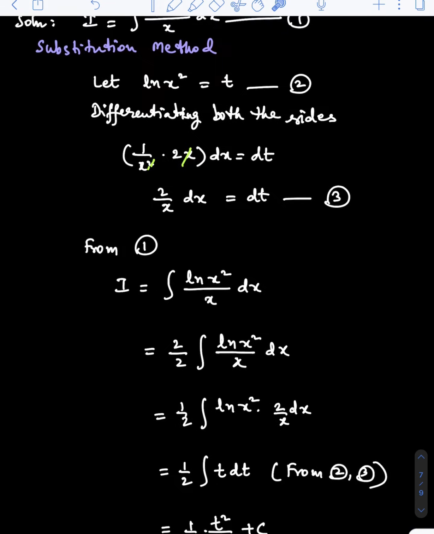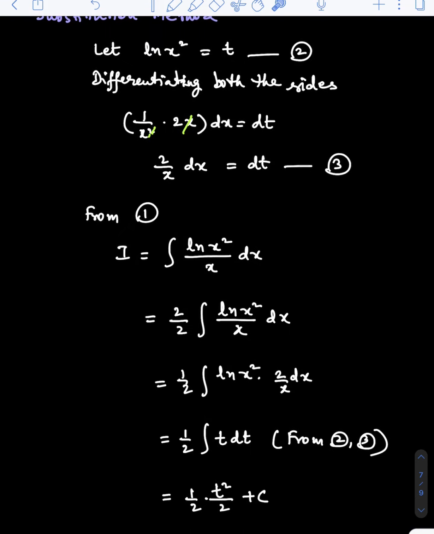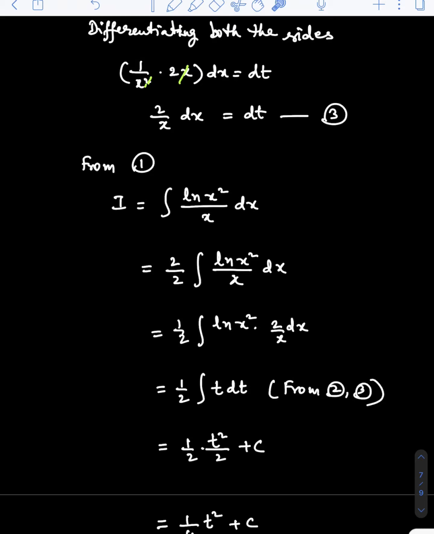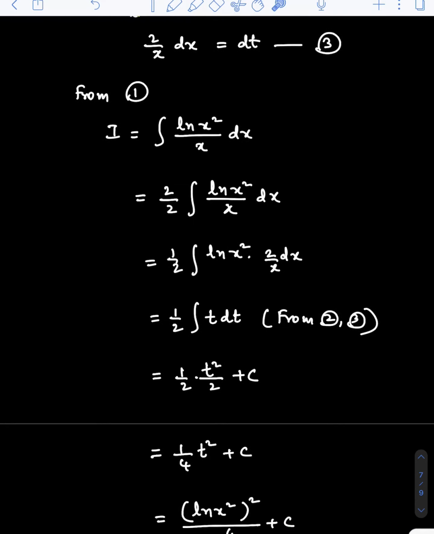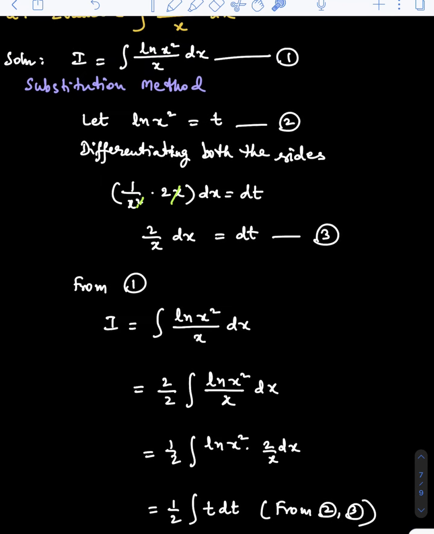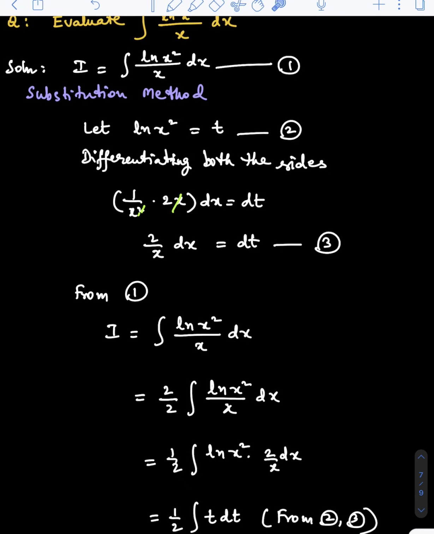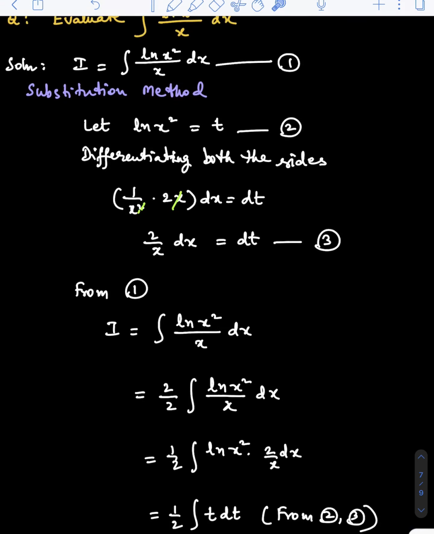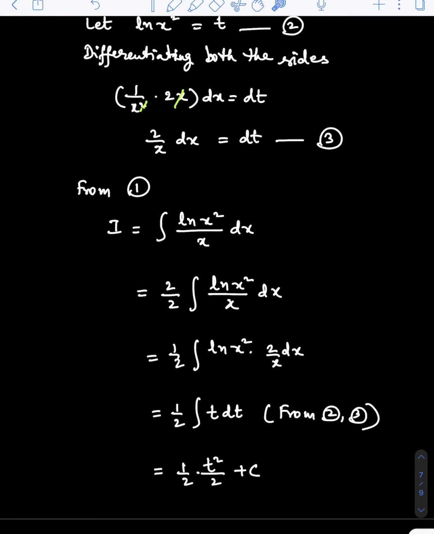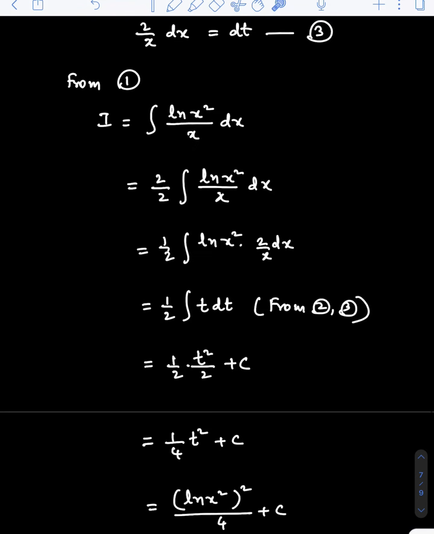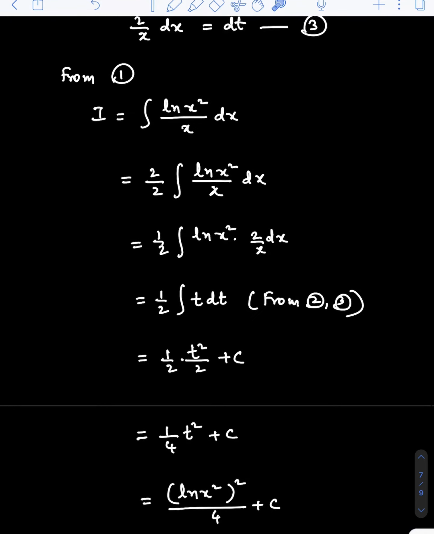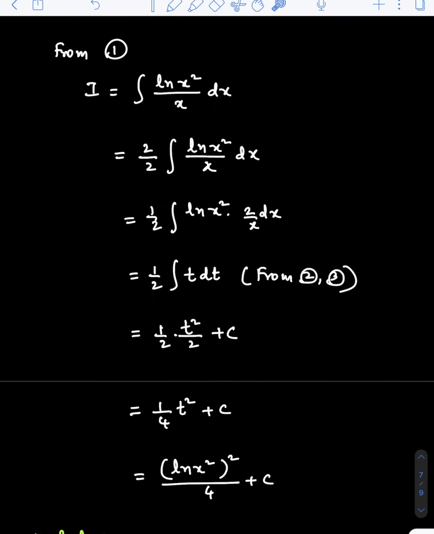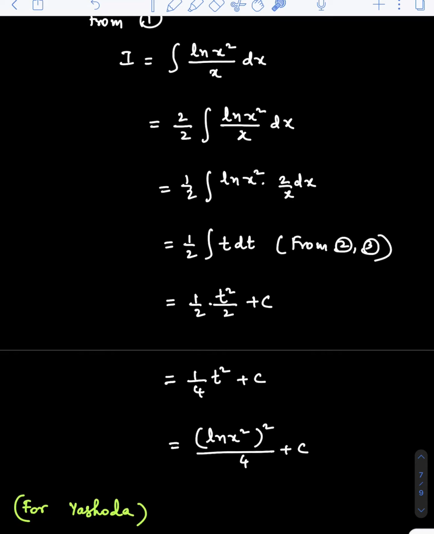See, half integral t dt. And integral t is t square by 2. So half into t square by 2, which is t square by 4. So in place of t, we should write ln x square, no? So ln x square whole square, because t square. T is having square already, that is ln x square. In place of t, see equation 2, ln x square itself is t. So in place of t I am writing ln x square, and t square means I am going to put one more square there by taking whole square, putting bracket, by 4 plus c. That is the answer for this.